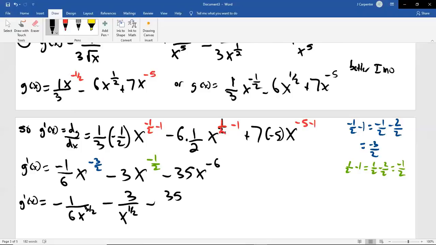Now, let me show you something different here. If there was a parentheses around this, and that's what had the negative exponent, then the 35 would come down. But it doesn't, so it doesn't. Just the x to the positive 6th. Then we can change to our radical notation. So this is going to be negative 1 over 6 times the cube root of x squared, minus 3 over the square root of x, minus 35 over x to the 6th.